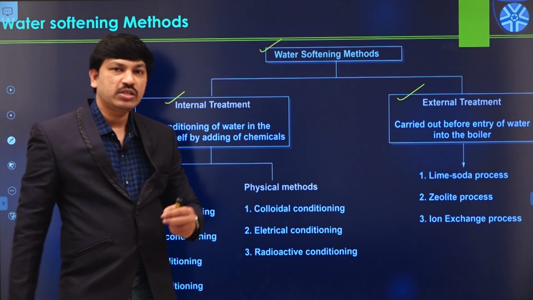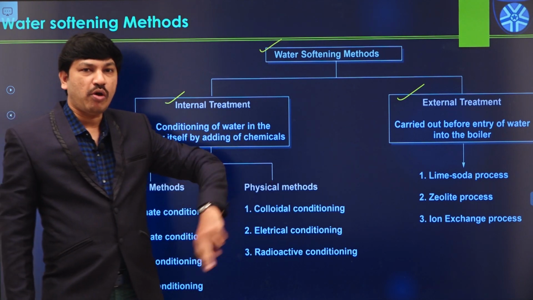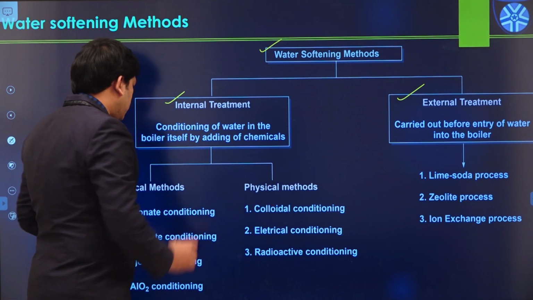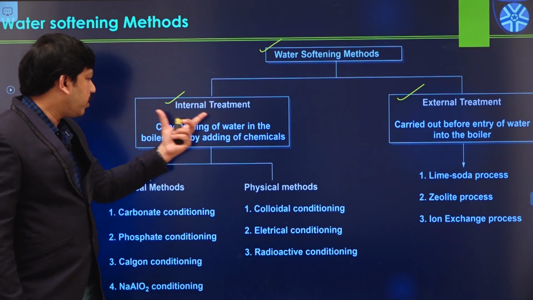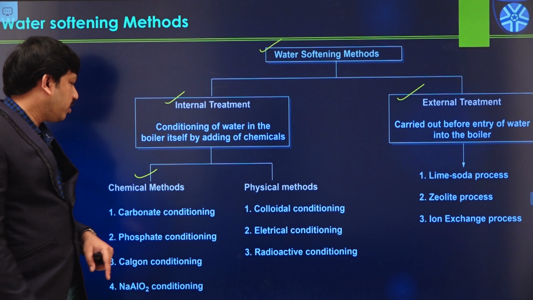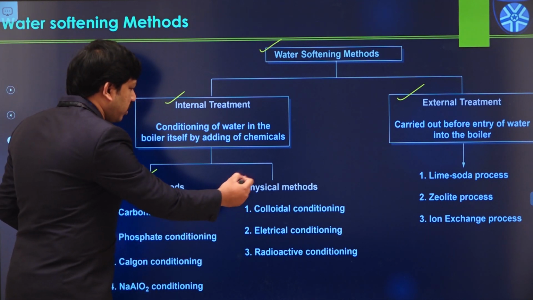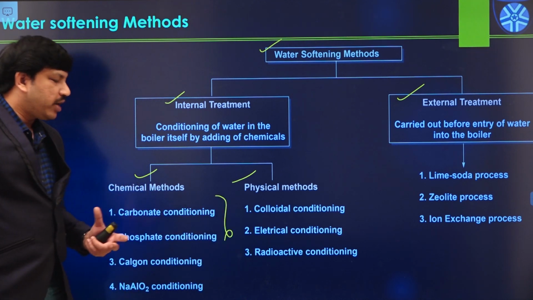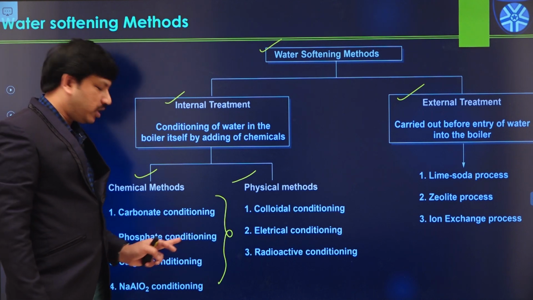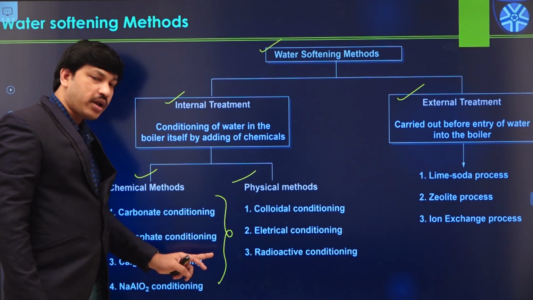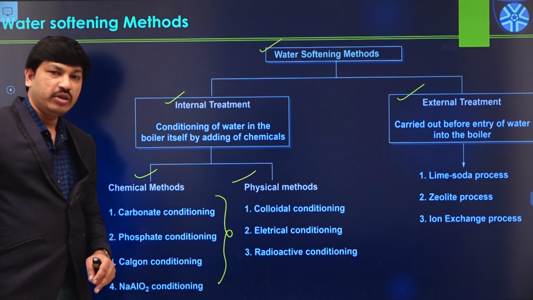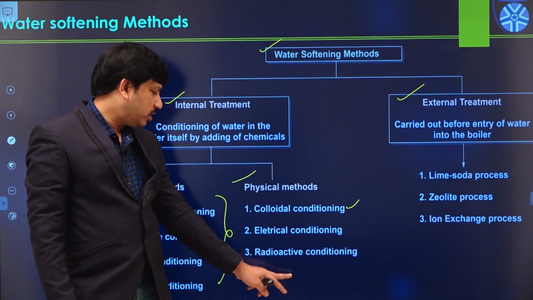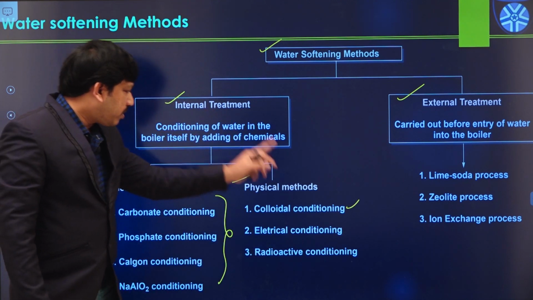Internal treatment means first of all we have to introduce hard water into the boiler. After that we have to provide a suitable conditioning agent. There are two different kinds of methods for purifying the water sample inside the boiler: we have some chemical methods and we have some physical methods also. For chemical methods, we provide a suitable conditioning agent like carbonate conditioning, phosphate conditioning, Calgon conditioning or sodium aluminate conditioning. And we have some physical methods also, like colloidal conditioning, electrical conditioning and radioactive conditioning. But this is not our syllabus.